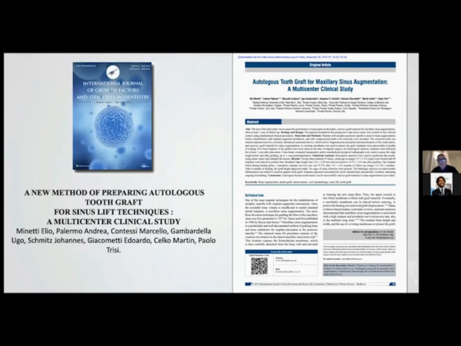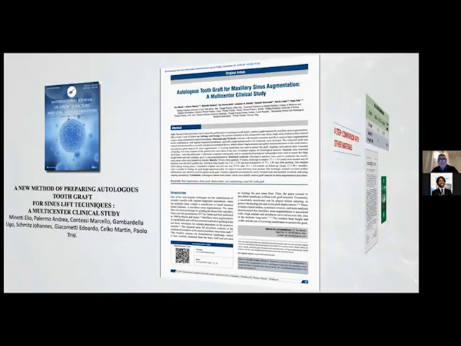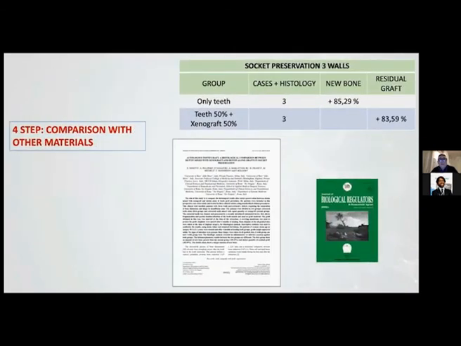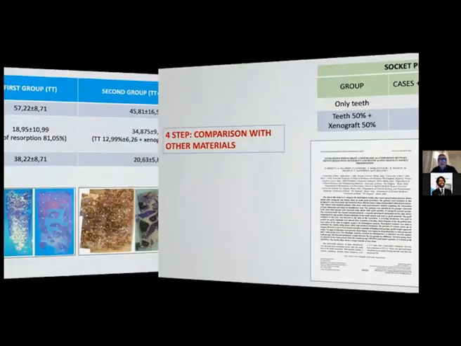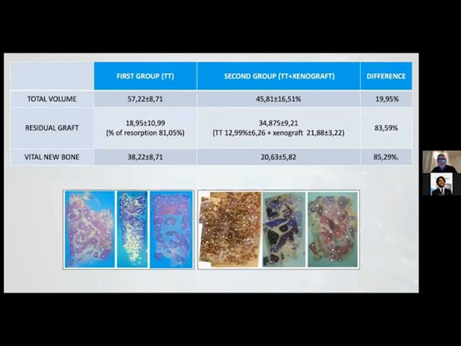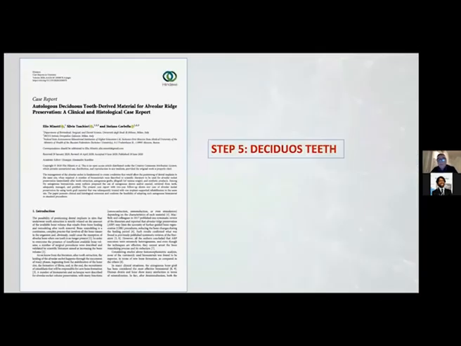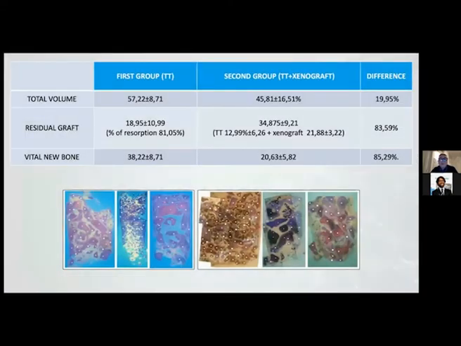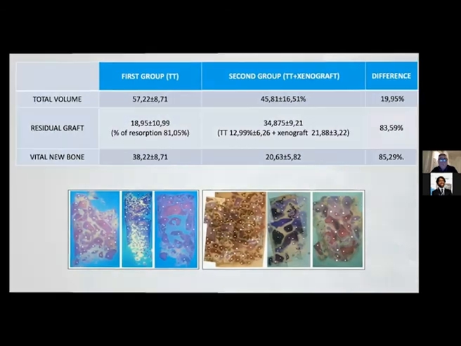We also analyzed the sinus lift, and step 4 was the comparison with other material, where we placed in the same socket the teeth and the teeth with the xenograft I showed you before. And this is the result. It is very interesting because we have a big difference between the mixed with xenograft and alone. But it is possible, and we have a good result also if we mix the dentin with xenograft material.